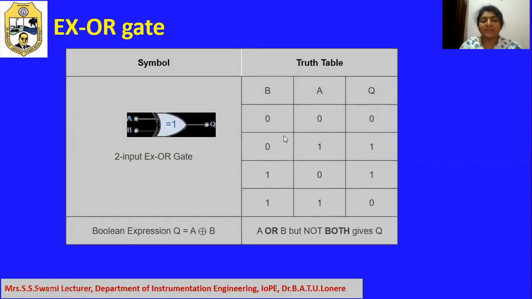By seeing this truth table, we say that when both the inputs are same, output is 0. When both the inputs are different, output is 1.